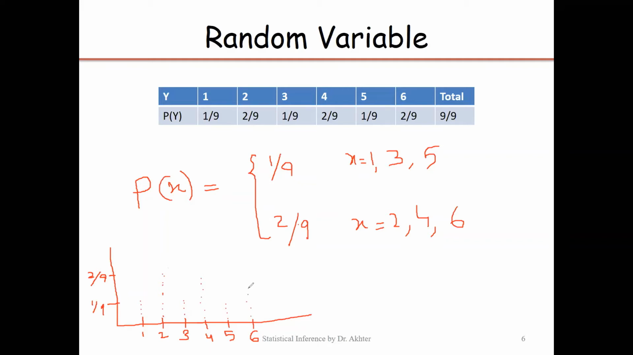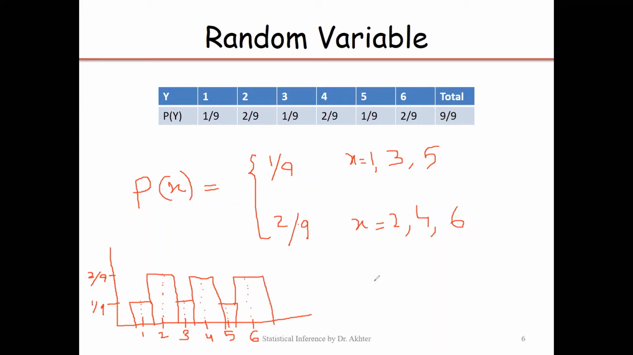And then class boundaries can be constructed like this. This is 0.5 added and 0.5 subtracted. Similarly, from 2, subtract 0.5, you will be here, and this is the graph. At 3, this is the graph. At 4, this is the graph. At 5, this is the graph. At 6. This is called a probability histogram.